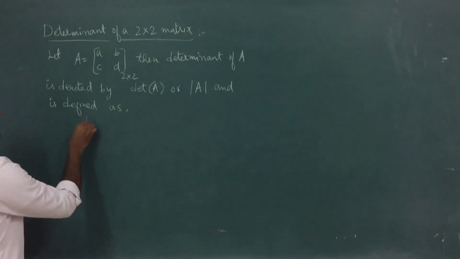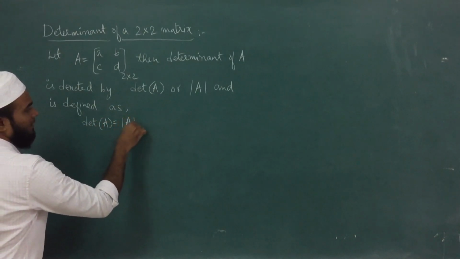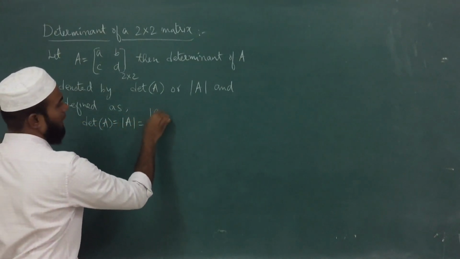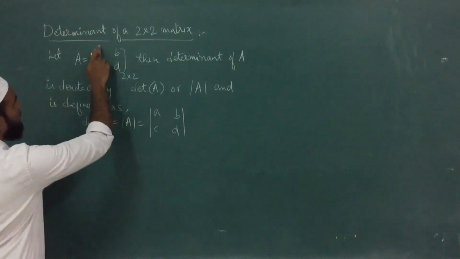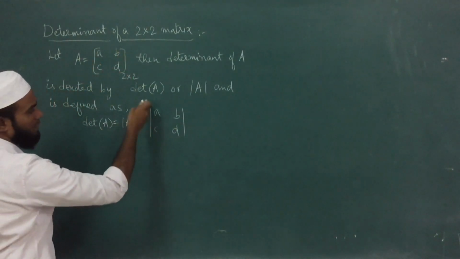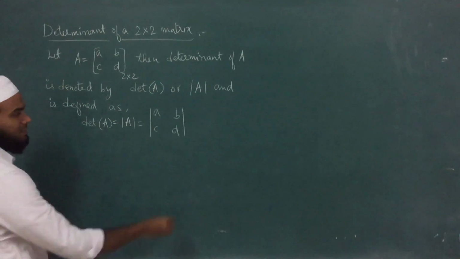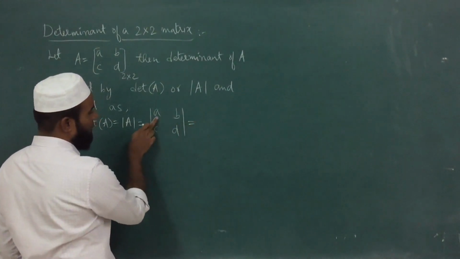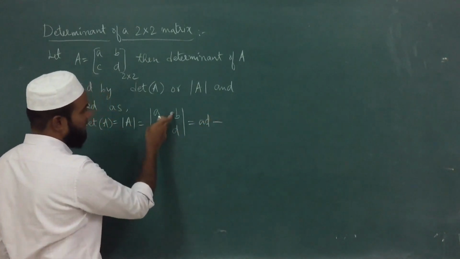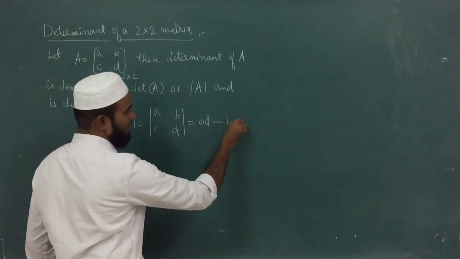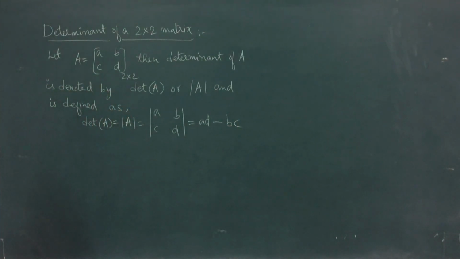how do we define determinant of A or det A, which is nothing but the determinant of a, b, c, d. So for a matrix we will use this kind of brackets, and for determinants we will use straight lines. The determinant of a, b, c, d is defined as: these two entries should be multiplied, ad, minus, these two entries should be multiplied, bc. This is how we define the determinant of a 2 by 2 matrix.